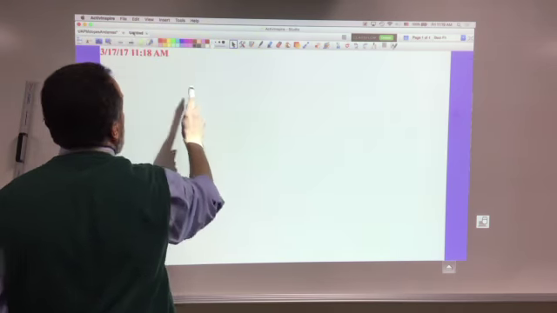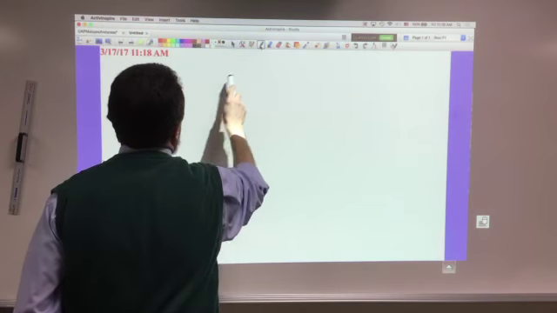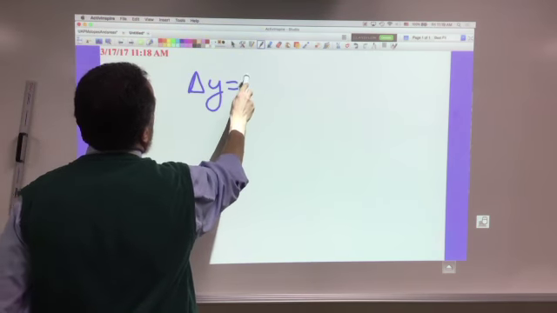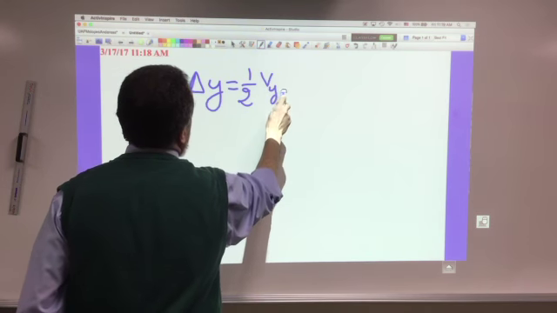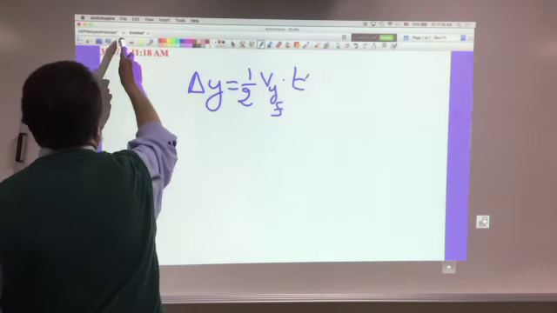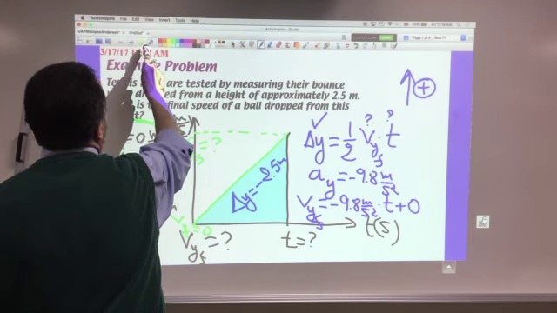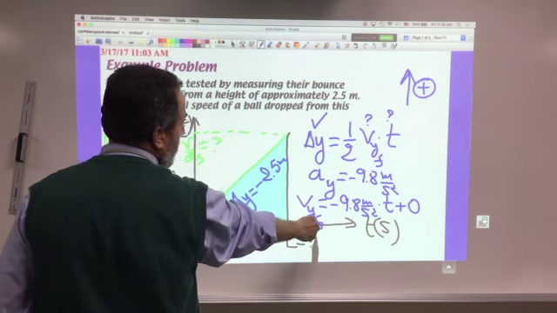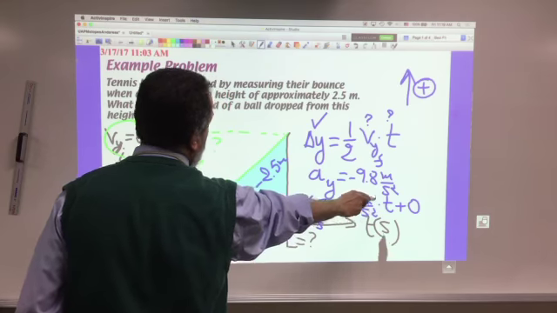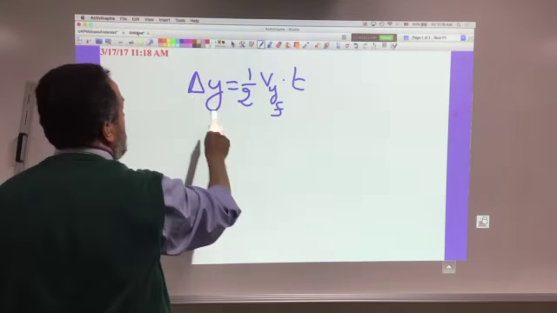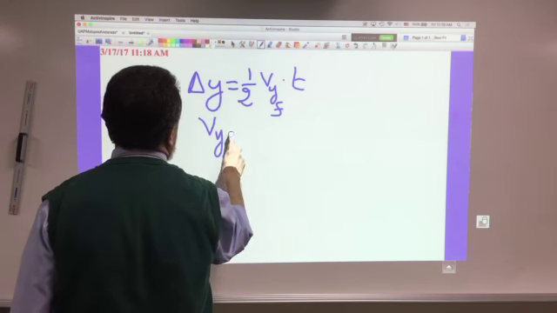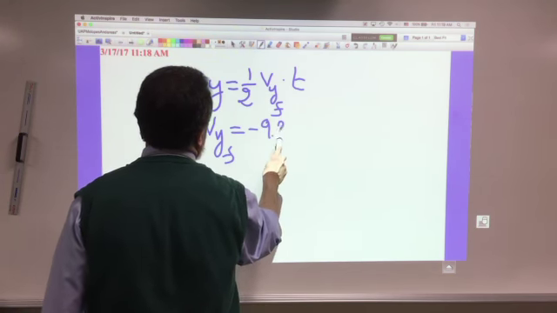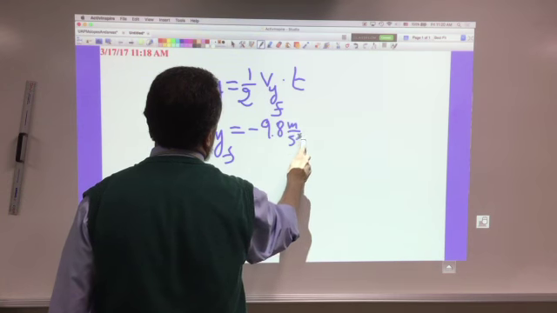Okay. So, delta y equals half vyf times t. Am I correct? Not bad, Nadj. And then VYF is going to equal negative 9.8 meters per square second times t.